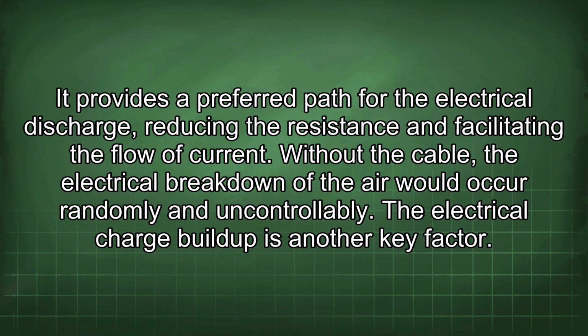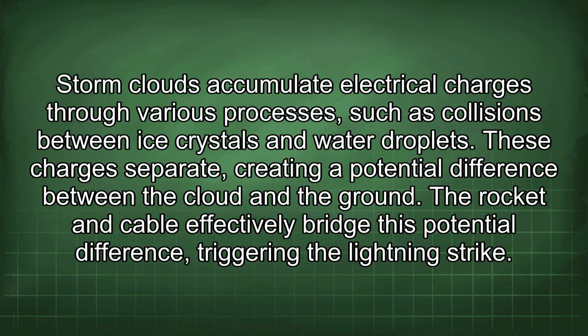The electrical charge buildup is another key factor. Storm clouds accumulate electrical charges through various processes, such as collisions between ice crystals and water droplets. These charges separate, creating a potential difference between the cloud and the ground. The rocket and cable effectively bridge this potential difference, triggering the lightning strike.